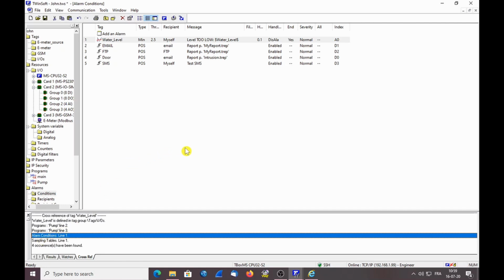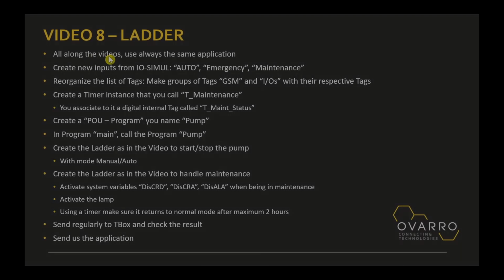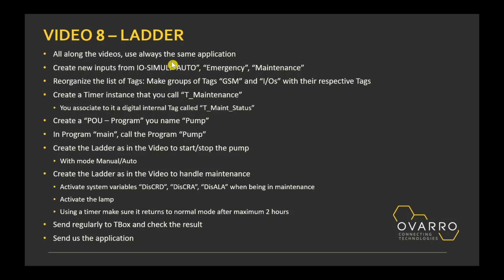Okay, this ends our lessons about ladder logic. So let's go to the questionnaire. As usual, use the same application. From the IOSimul, you create 3 new inputs: auto, emergency, and maintenance. You reorganize the list of tags by adding 2 groups of tags, GSM and IOs, in which you add their respective tags. You create a timer instance. You associate to it a digital internal tag as status.